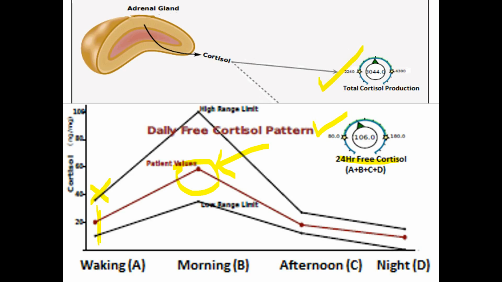However, you also want to keep in mind a couple things about the metabolites. The metabolites follow a different pattern. So if you have a peak in the morning of free cortisol, the metabolites will actually peak later in the day. And they don't go up and down as much. It's a gentler curve and it's later.